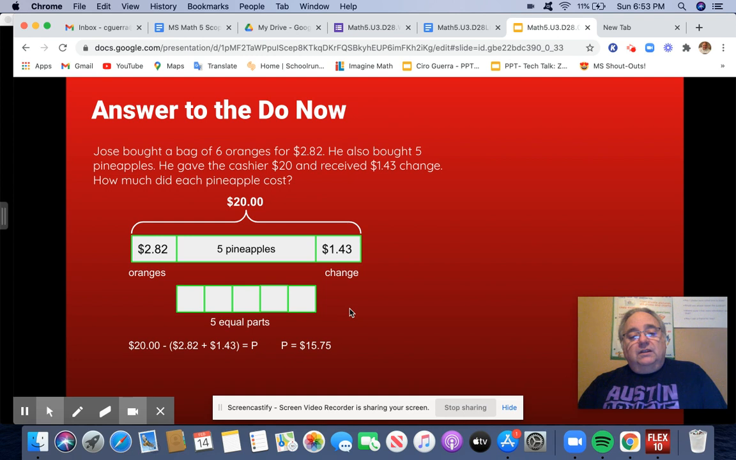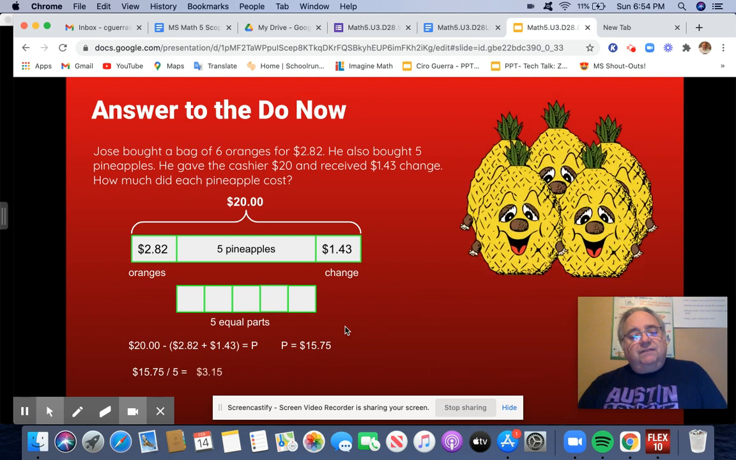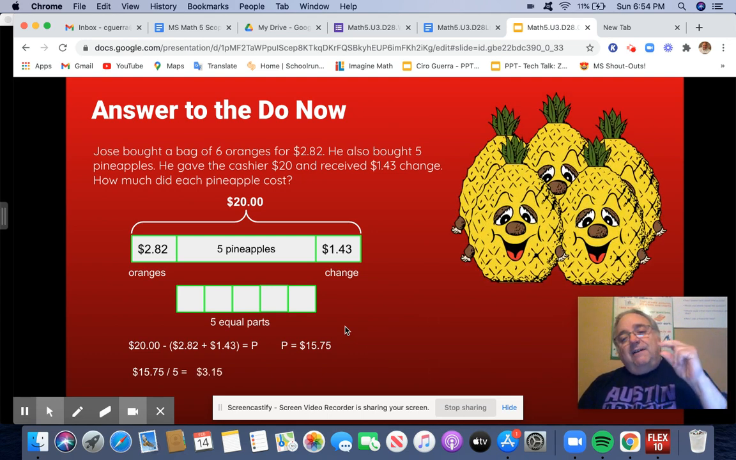Once we get what it costs for the pineapples, what do we do next? Remember, this is an important part. You have 5 equal parts. Excellent. Yes, you divide. When you know the total and need to find equal parts, you divide. So 15.75 divided by 5 is going to come out to $3.15. Hopefully y'all got that one right.